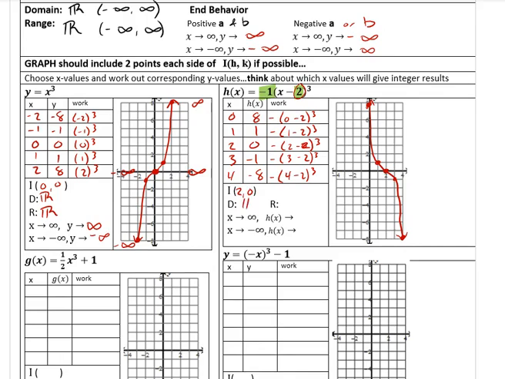Domain, all real numbers. Range, all real numbers. Now for this one, as x goes to infinity, what's happening to my graph? It is going down to a negative infinity. As x is going to negative infinity, meaning as the graph is going to the left, just put your cursor on there, keep going, it's going up to positive infinity.